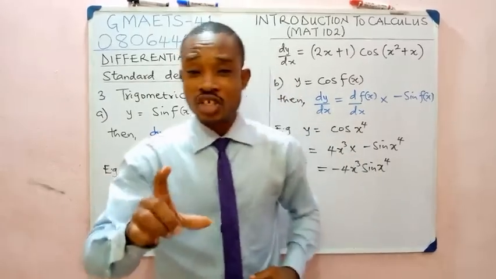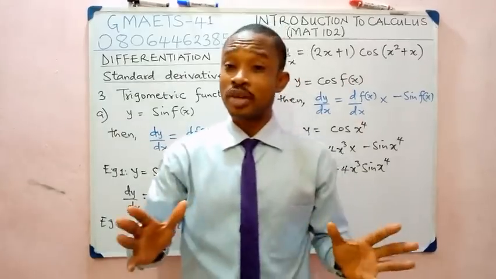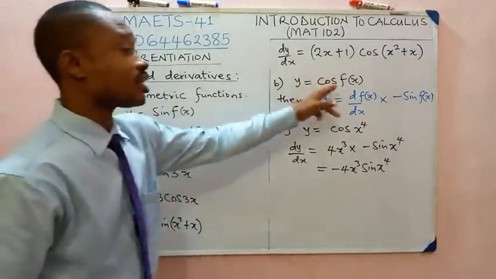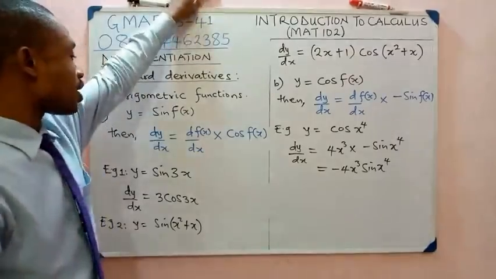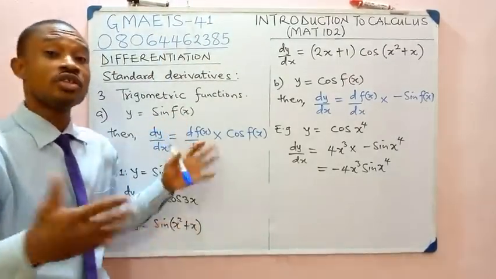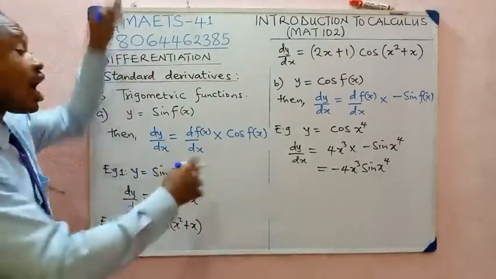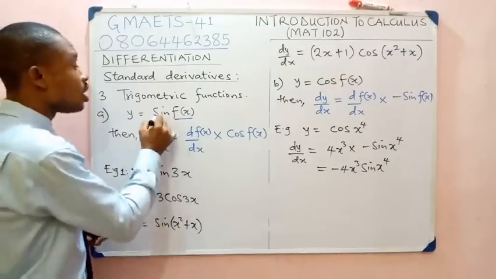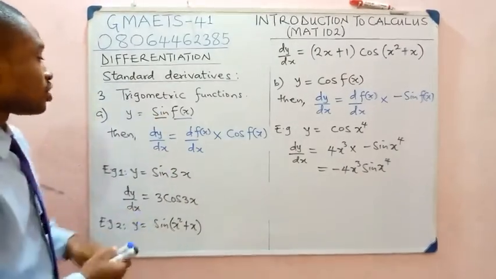Alright, now let us consider the standard derivative of trigonometric functions. On the board here you have that of sine and cos. So if you're given y equal to sine f of x, how do you differentiate? It's very simple. Remember our major and minor function. The minor is f of x and the major is sine.